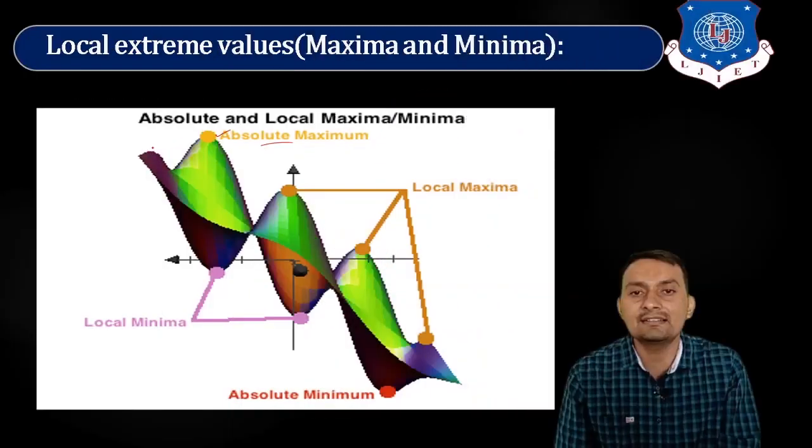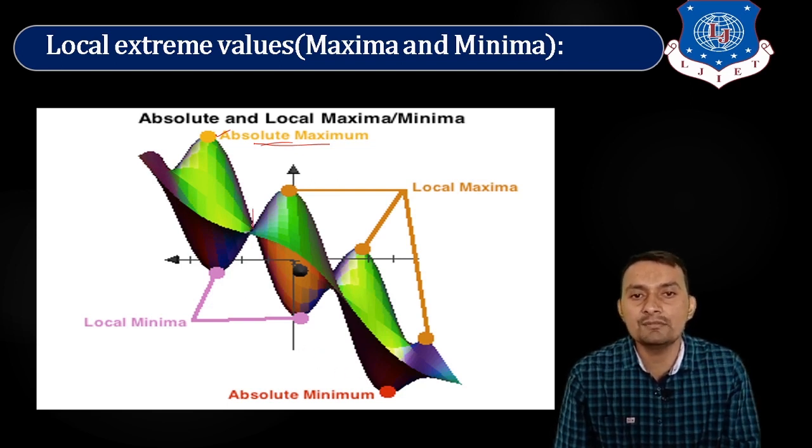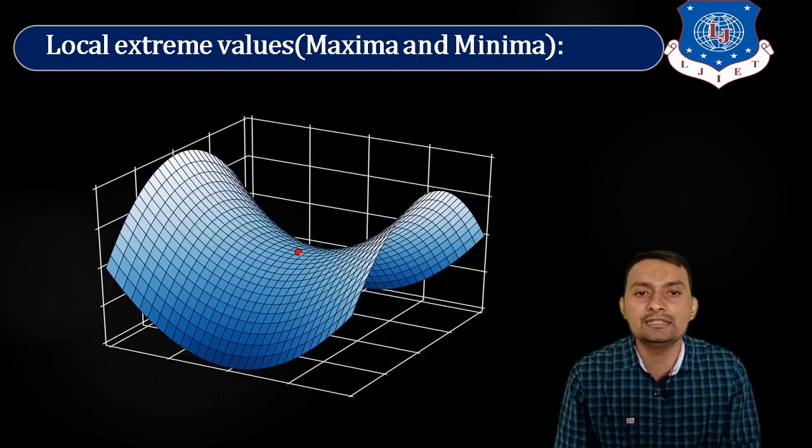From the figure it is clear that this is our graph where you can see this is the largest of all the local maxima, so we can say this is the absolute maximum, and from the lower part we can see the absolute minimum is that. But at this one point there is neither maxima nor minima, and that point is known as a saddle point.